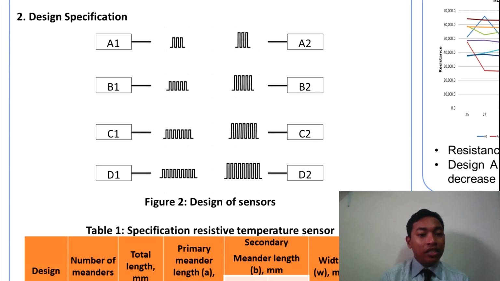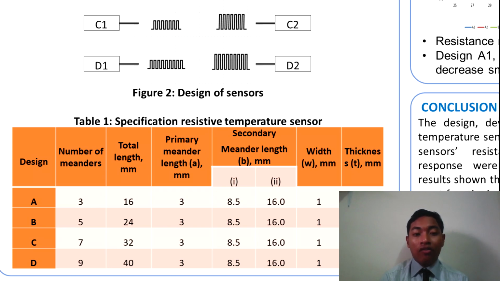In design specification, this sensor were designed with four various length, which is 16 mm, 24 mm, 32 mm, and 40 mm, which classified as design A, B, C, and D respectively. These four designs are varied with a secondary remainder length B of 8.5 mm and 16 mm for more accessible data collection as shown in Figure 2, which comprising a total of 8 design. Table 1 is the reference for specification of design in Figure 2.